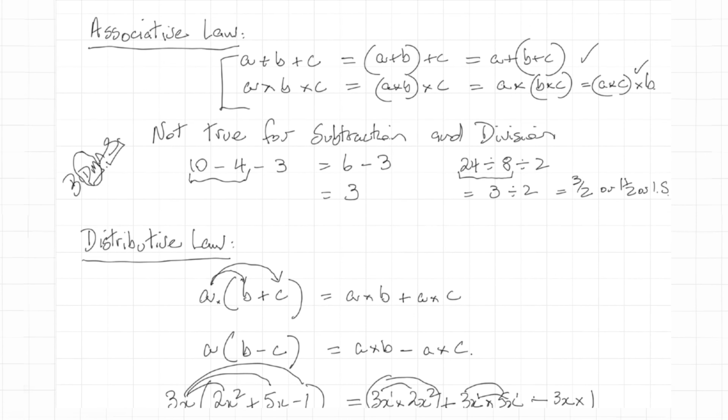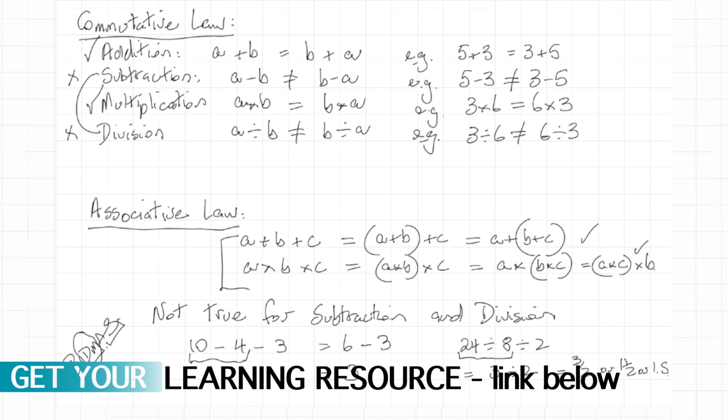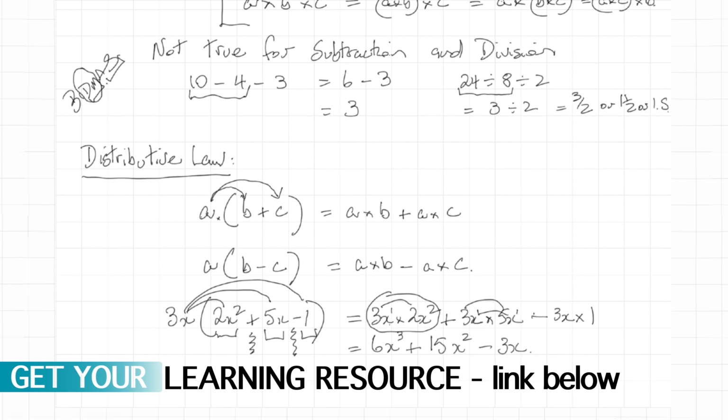So we've got three laws when working with algebra. Once again, these laws are just describing patterns or some sort of order in the way we do things. Commutative law, associative law, and the distributive law.